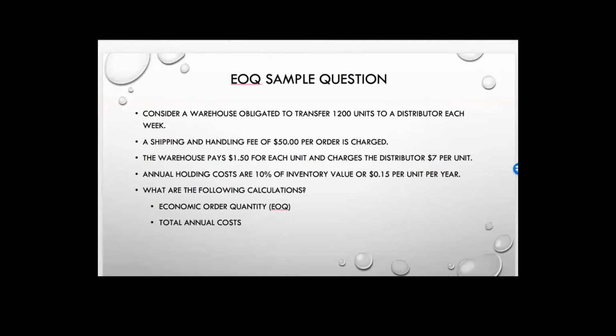Annual holding costs are 10% of inventory, or 15 cents per unit per year. We calculated that from the $1.50 for each unit: 10% of $1.50 is 15 cents. So we're going to calculate the economic order quantity and the total annual costs.